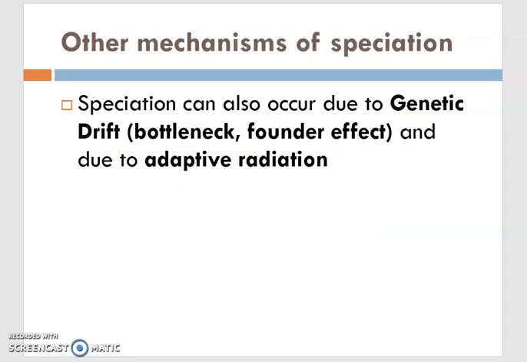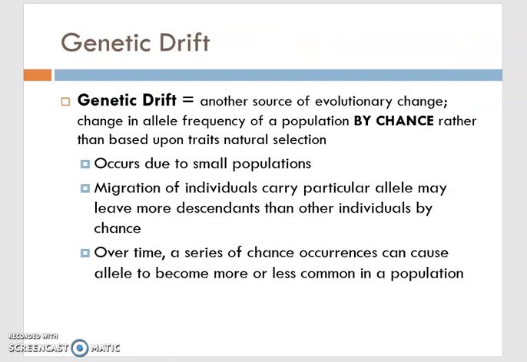Other mechanisms of speciation can occur due to genetic drift and also due to adaptive radiation. Genetic drift is a source of evolutionary change where the allele frequency changes and maybe eventually a new species forms, but it occurs by chance rather than being based upon traits. This normally occurs in small populations.